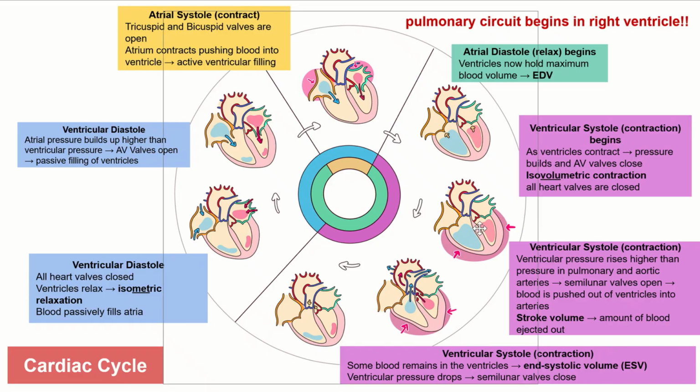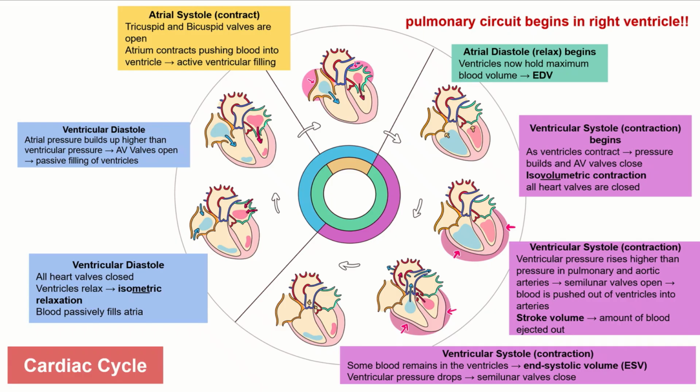Ventricular systole is the contraction of the ventricles. The AV valves, meaning the tricuspid and bicuspid valves, close as now the pressure in the ventricles is higher than the pressure in the atriums. The pressure in the ventricles is also higher than the pressure in the pulmonary and aortic arteries, resulting in the semilunar valves opening. As the ventricles contract, blood is pushed into the arteries. Some blood will remain in the ventricles, and as ventricular pressure drops, the semilunar valves will close.